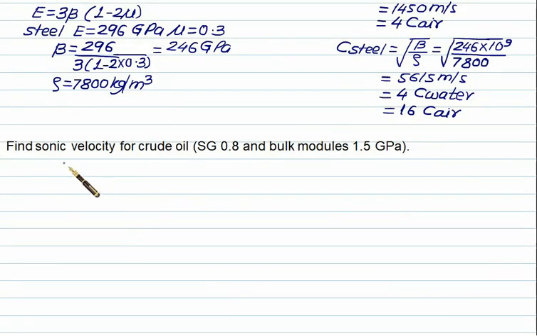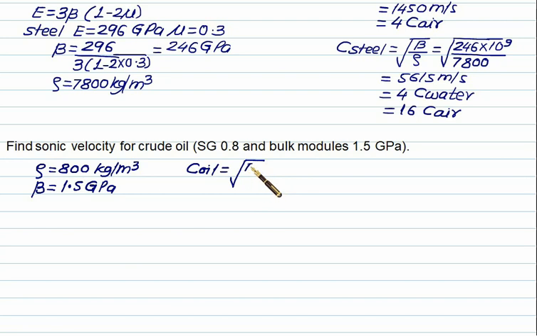Take a simple numerical here to calculate the velocity of sound for a crude oil having a density equal to 800. So we have rho is equal to 800 because Hg is given as 0.8, 0.8 into 1000 is 800 kg per meter cube, and we are given the bulk modulus is 1.5 gigapascal. So we have velocity of sound in oil is under root of beta by rho. So we have under root of 1.5 into 10 to the power 9 divided by 800. So velocity of sound in oil is 1369 meter per second.